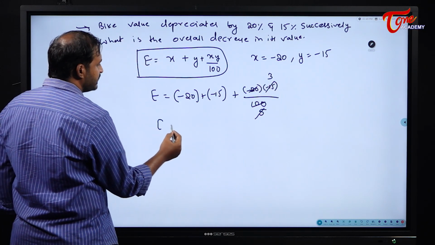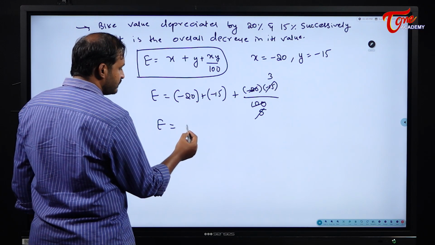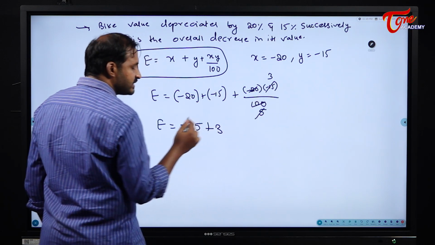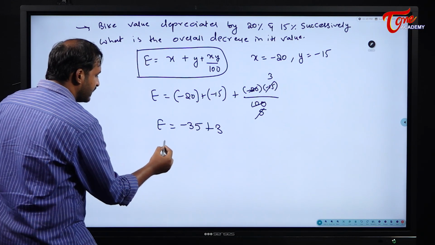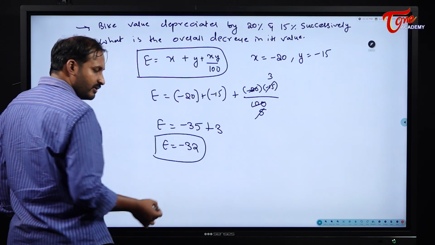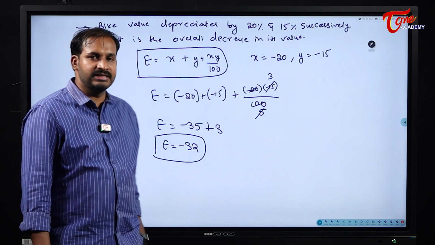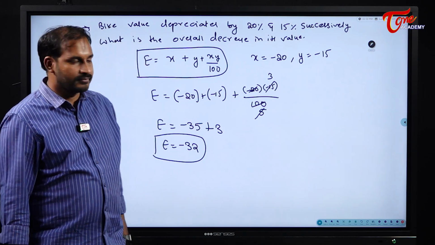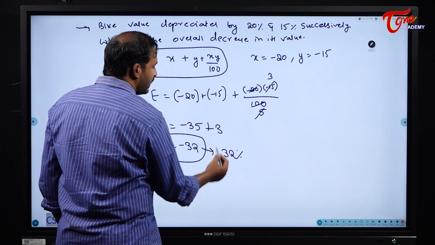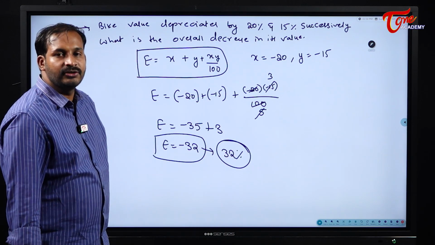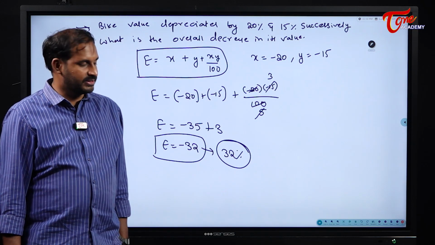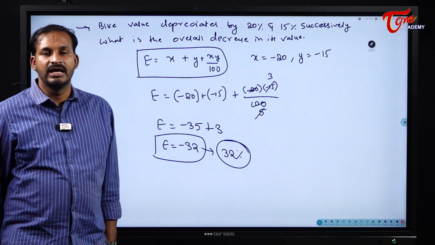So what happens to this? Please see here, minus 20 minus 15 will become minus 35, and plus 3. Why? Because minus into minus becomes plus. So plus 3. So effectively the price will be decreased by what percentage? See students, here you got a negative value. Negative value means decreases, depreciates or falls down. So the effective change in percentage is that the value of the bike decreases by 32 percent. So in this manner we are going to write the effective percentage.